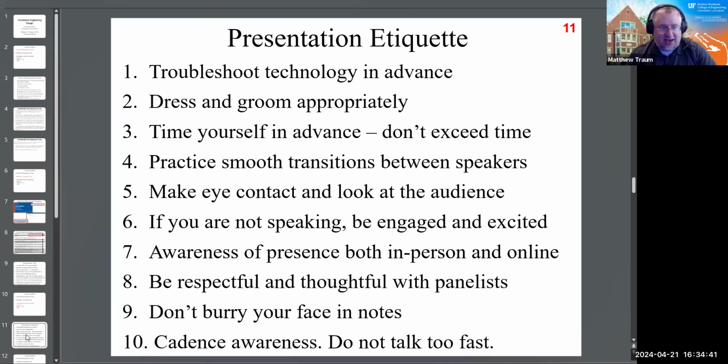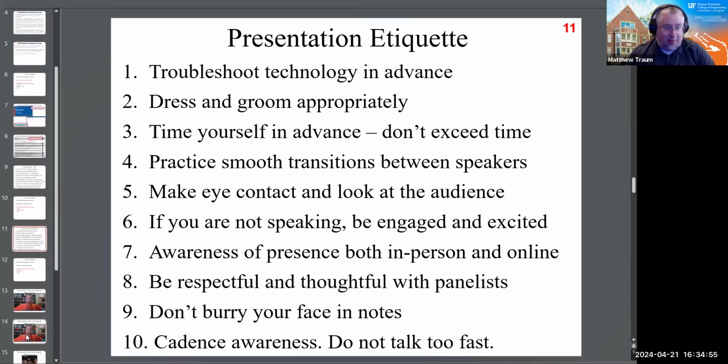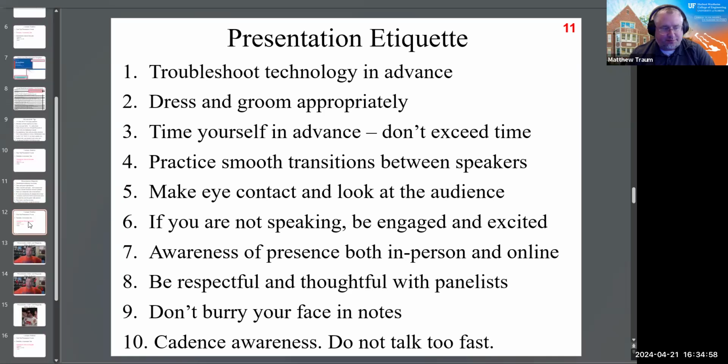There is a tendency when you are in front of a panel to get nervous and to talk faster. So just be aware that that is a phenomenon that happens to many human beings when they're doing public speaking. And just pace yourself accordingly with the appropriate cadence to appear confident and professional.